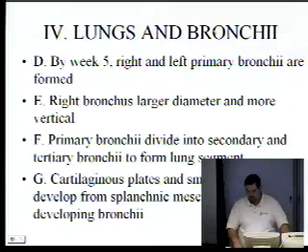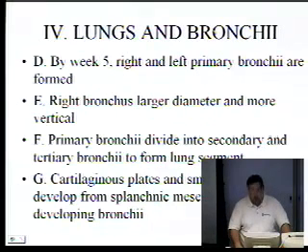And does anybody know why that makes sense? What do you have on the left side? The heart. We've got to make room for that. And so the left one kind of moves off to the side and has a smaller diameter in order to accommodate the heart.